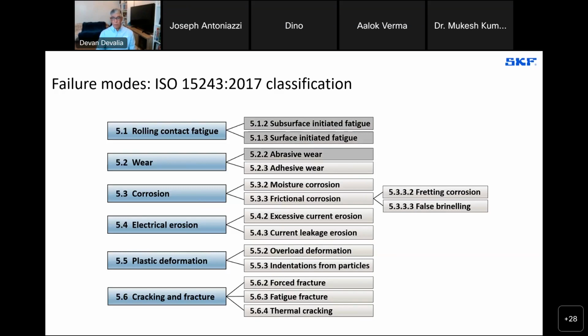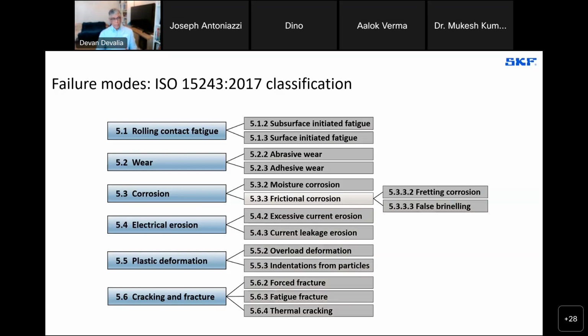Under wear, we have what's called abrasive wear and adhesive wear. Under corrosion, we have moisture corrosion, and under frictional corrosion, we have fretting corrosion and false Brinelling. Under electrical erosion, we have excessive current erosion, current leakage erosion. We have overload deformation and indentations from particles under plastic deformation, and under cracking and fracture, something called forced fracture, fatigue fracture, and thermal cracking.